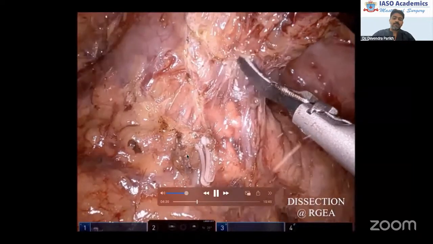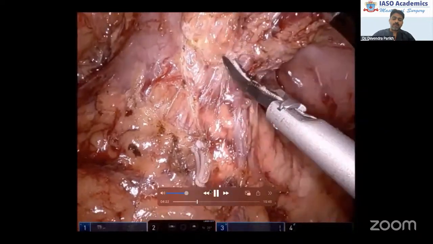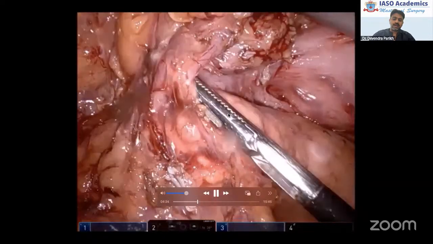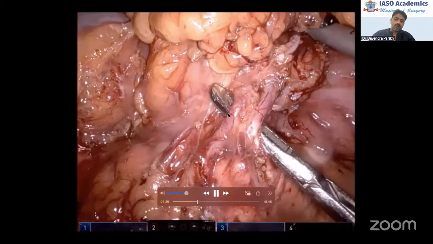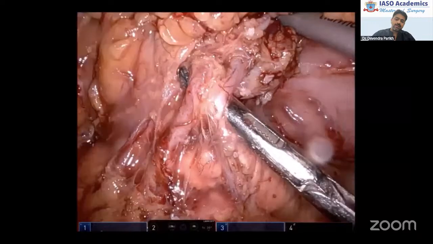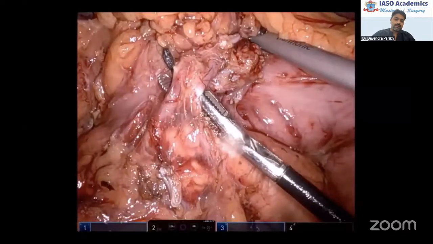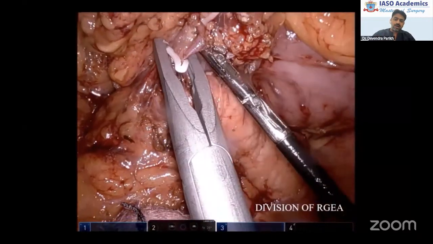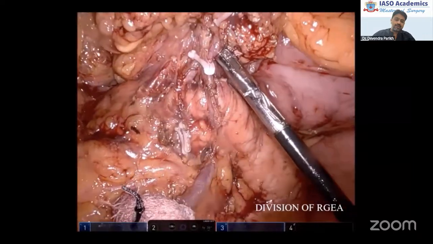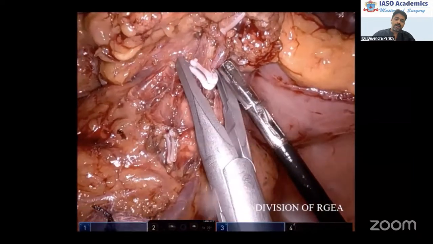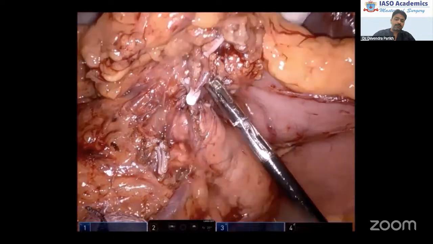Once that is done, we can focus on the right gastroepiploic artery, which is arising from the GDA. This is the right gastroepiploic artery. Once we skeletonize the vessel, we can clip it, and that's the end of station 6 lymph node dissection, along with clipping of the right gastroepiploic artery and vein.